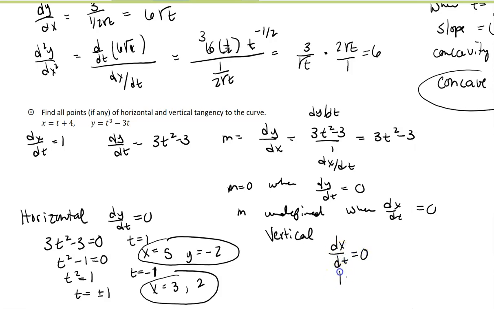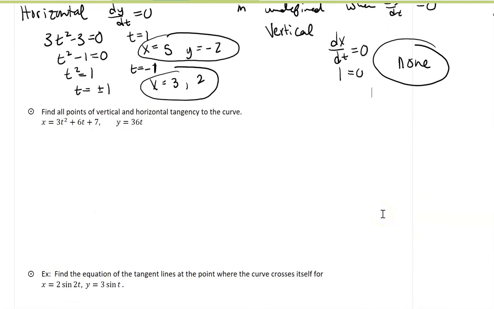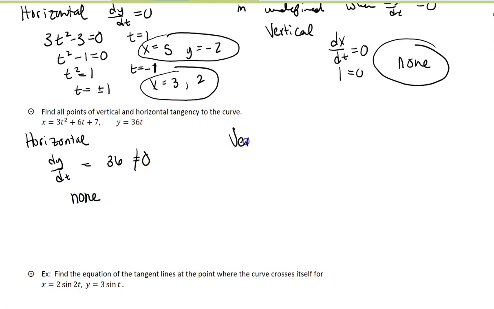But our dx over dt is 1. So there are no points of vertical tangency for this particular curve. Let's do another one. We want to find horizontal tangency. Remember, that happens when dy over dt equals 0, and dy over dt equals 36. So if you set that equal to 0, it doesn't. So there's no points of horizontal tangency.